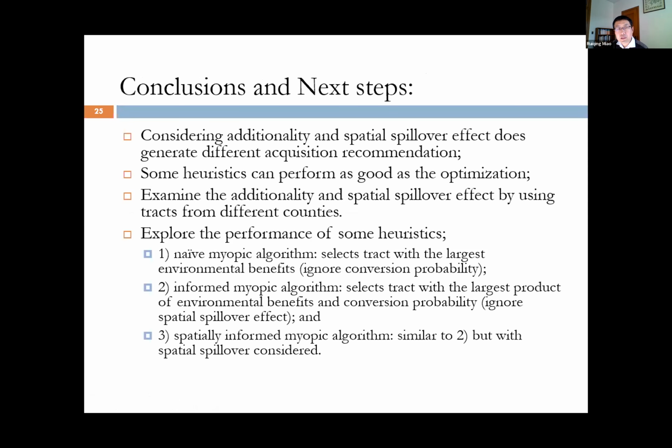So here are some conclusions based on what we have so far. It is ongoing work, and we're also thinking about some future steps for this study. Here is a brief summary of the findings. Considering additionality and spillover effect may generate different acquisition recommendations for the easement manager.